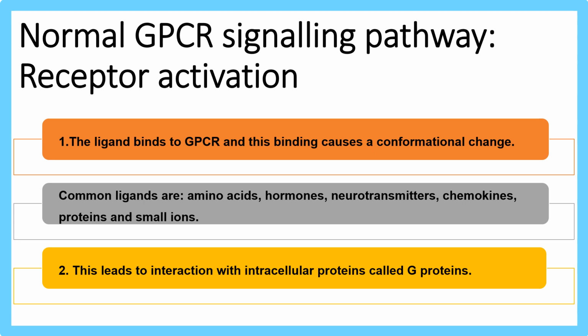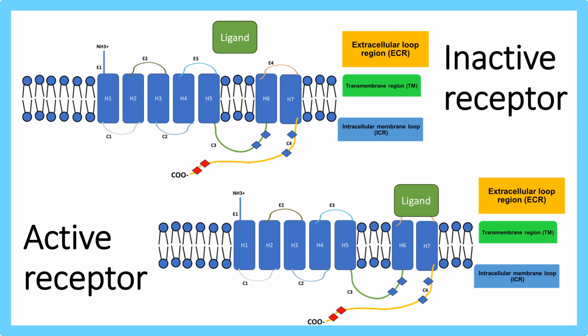You have amino acids, hormones, and neurotransmitters. These are chemicals that are involved in transferring messages between a nerve and another nerve. You also have chemokines, which are a type of protein involved in the immune system that helps to protect the body from an infection. And you also have other proteins and small ions. So when the conformational change occurs, this is what leads to the interaction with the G proteins. In the first image, you can see there's the ligand there, but it's an inactive receptor because no binding occurs. But in the second image, you can see that the ligand has bound, and now that's why it's activated.